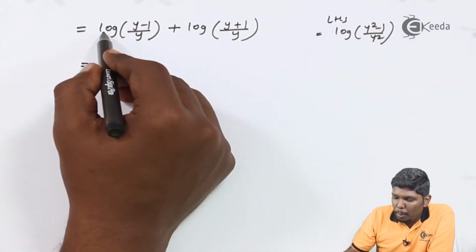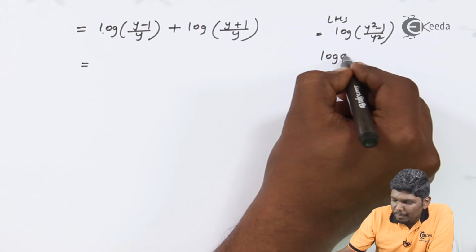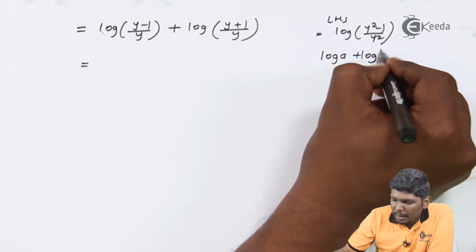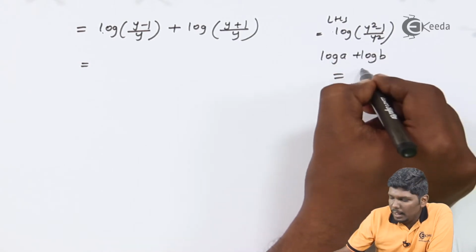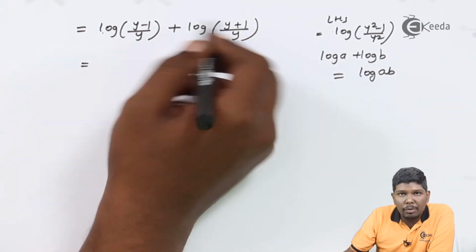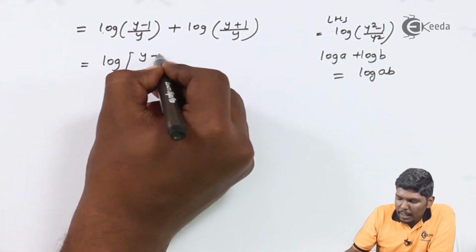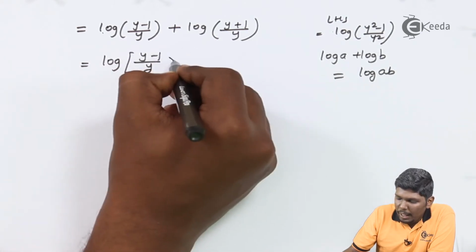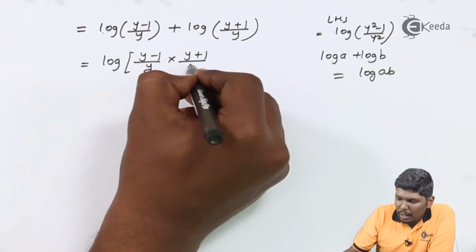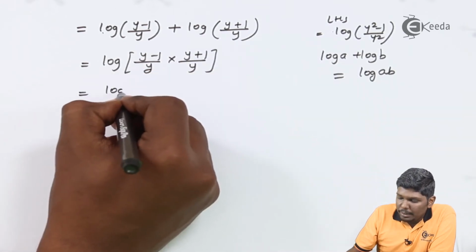So we can use the property log A plus log B. What is log A plus log B? The product rule of logarithm says log A plus log B is log AB. It means both the terms will be multiplied. So log AB, that is (y minus 1) upon y into (y plus 1) upon y. So let us multiply these terms.